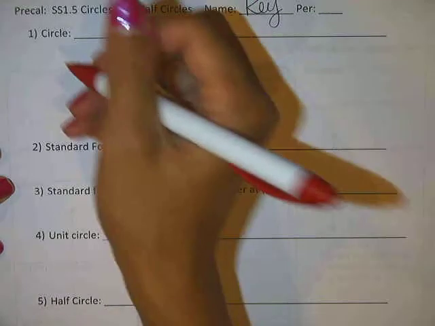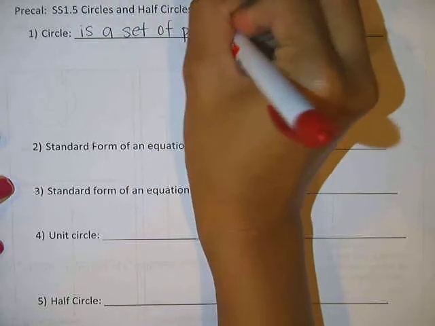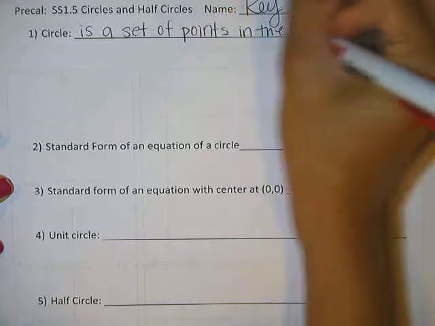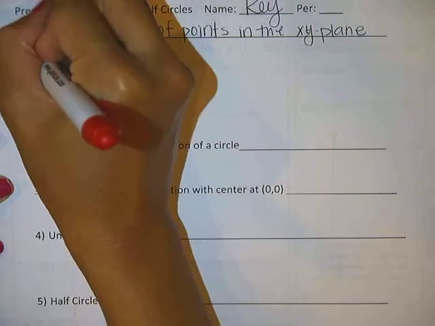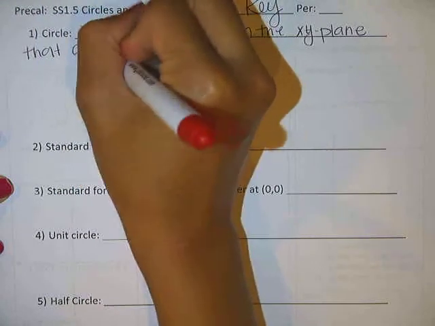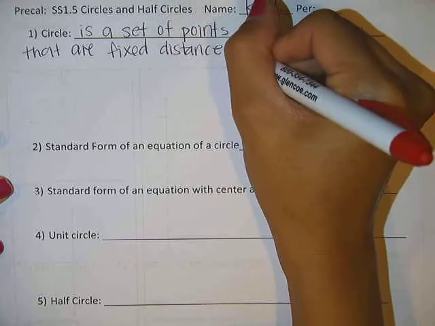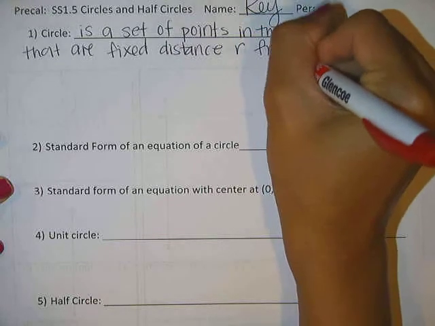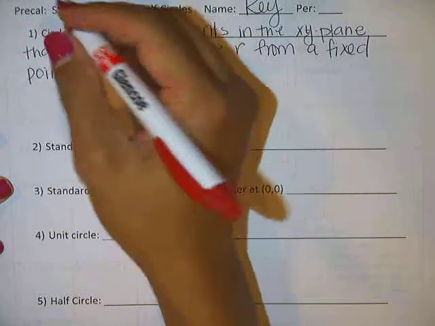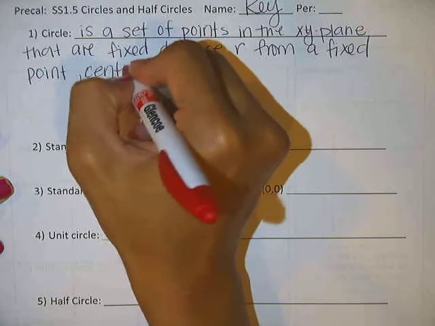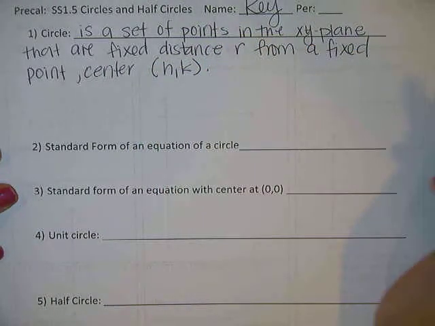So this is my key. Okay, so definition of a circle. A circle is a set of points in the xy plane that are a fixed distance, which is called r, from a fixed point called the center, which is, we're going to use h comma k. And as you know, r is the radius.